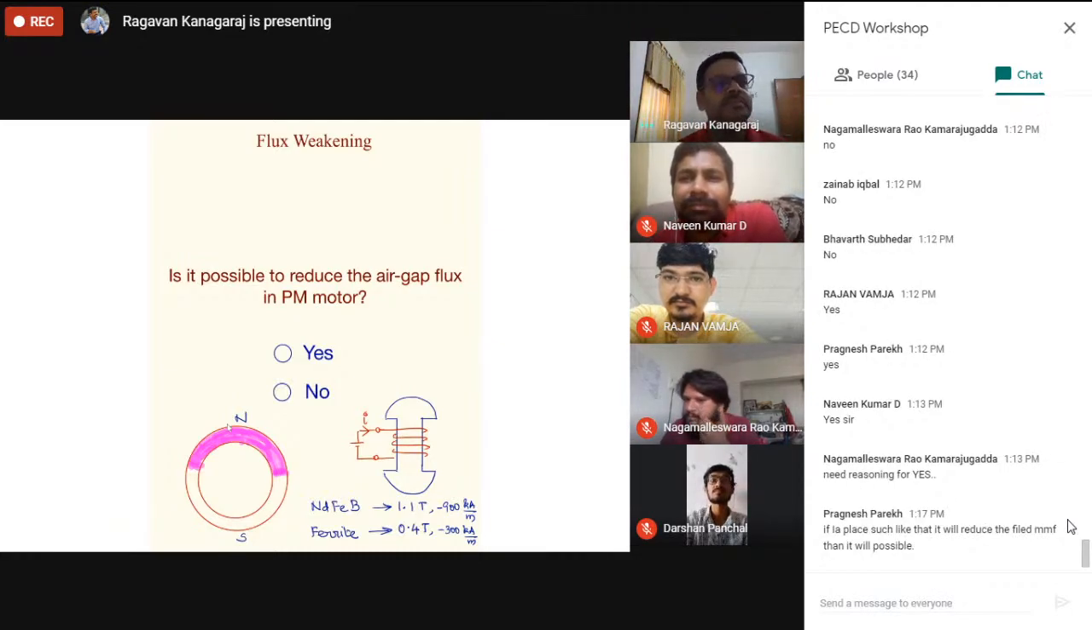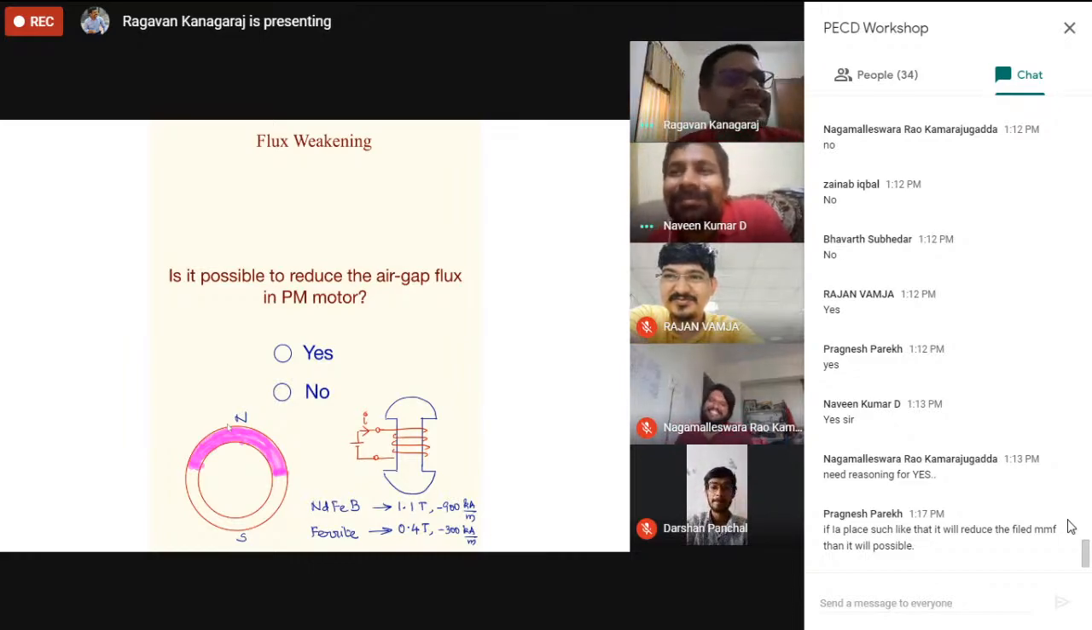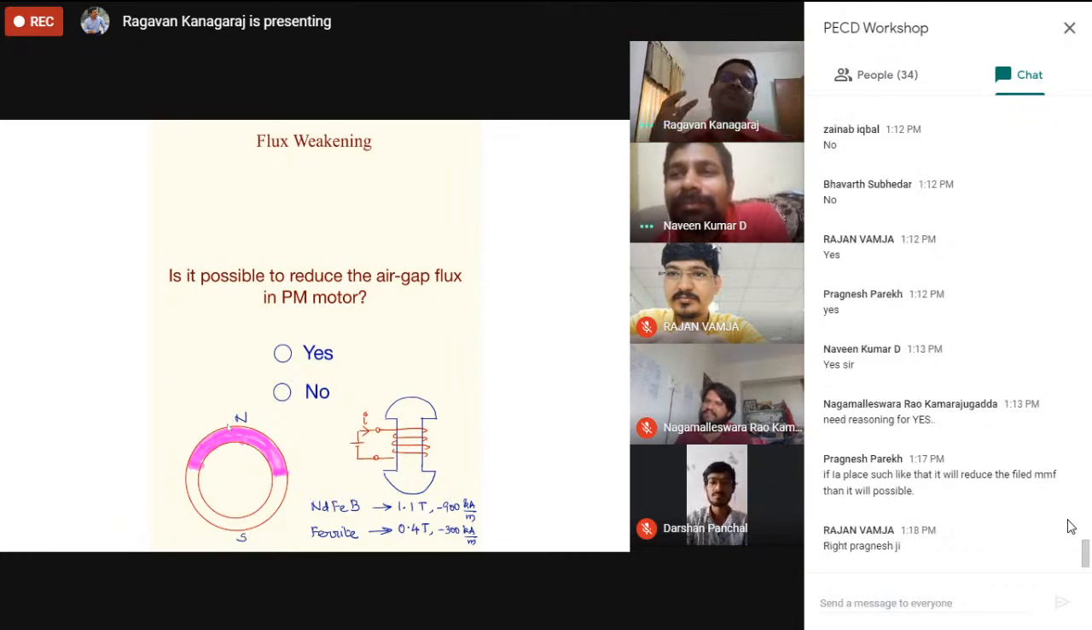So the question is, is it possible to do flux weakening with a PM? Now Naga Malleshwar Rao thinks, he looks at the ceiling. Sir, the resultant flux can be reduced, sir. How do you do that? The resultant flux can be reduced by controlling the armature flux. Great.